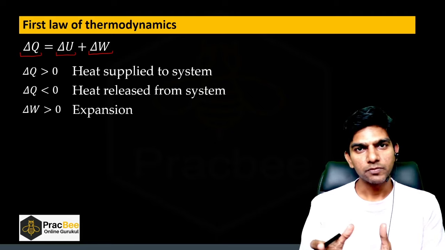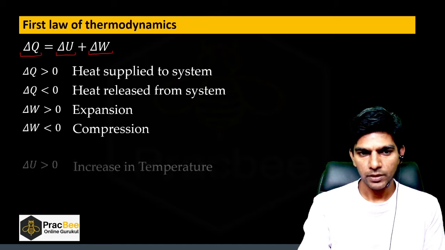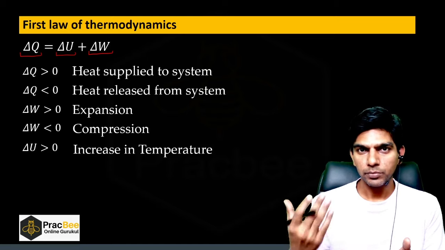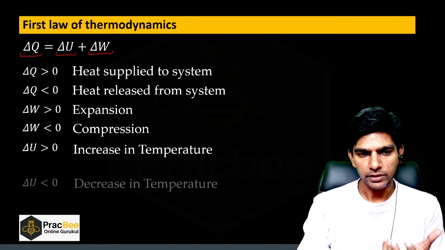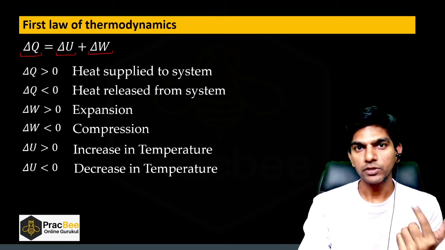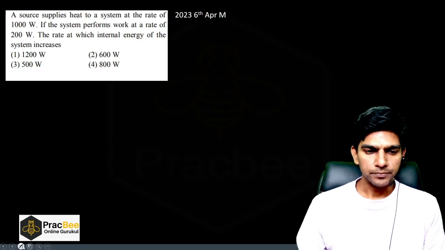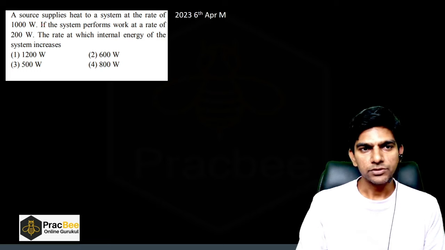And work done will be positive if there is an expansion of the gas, and it will be negative if there is a compression. And internal energy will increase if the temperature of the gas is increasing, and it will decrease if the temperature is decreasing. So do remember this nomenclature, because in a question they will give you, for example, that the internal energy is increasing. So from that you have to figure out whether the temperature is increasing or decreasing. It will increase if delta U is increasing, right?